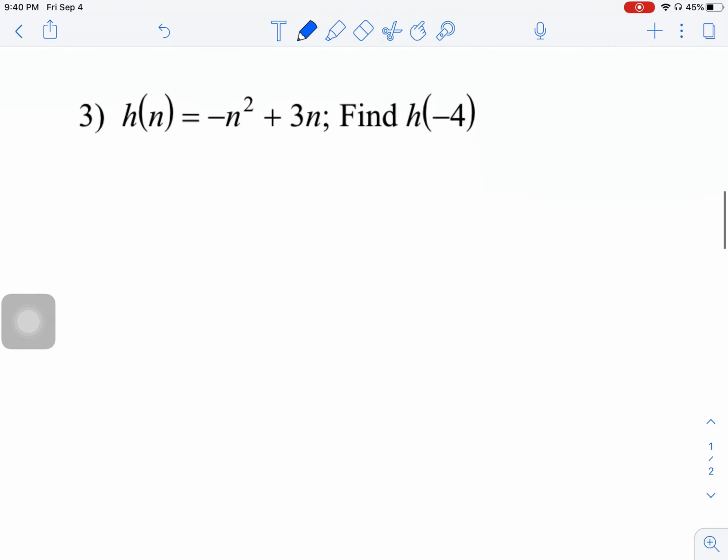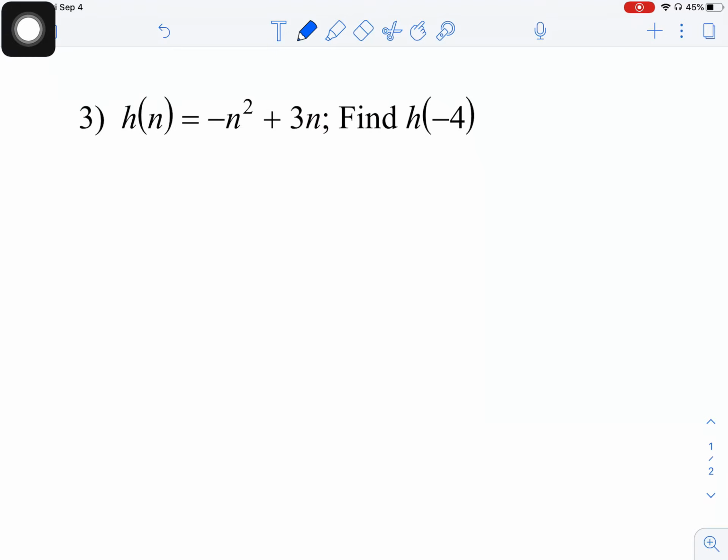All right, example number 3, we've got a little bit with exponents, some negatives going on, so we need to be careful. So in problem number 3, h of n is equal to this expression, right? It has to be defined for us each time. So negative n squared plus 3n, and we are supposed to find h of negative 4. So every single place I have an n, I am going to replace it with a negative 4. And in this problem, I have an n here and an n here. Both of them need to get replaced.